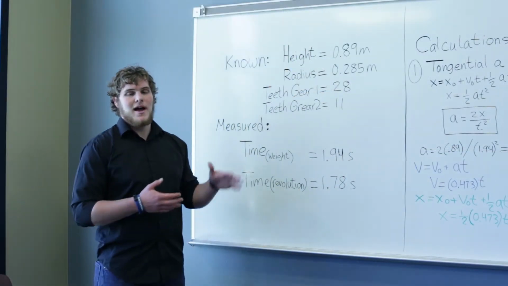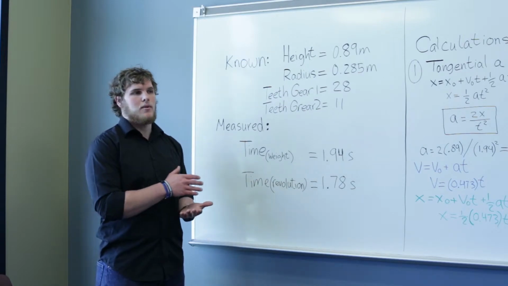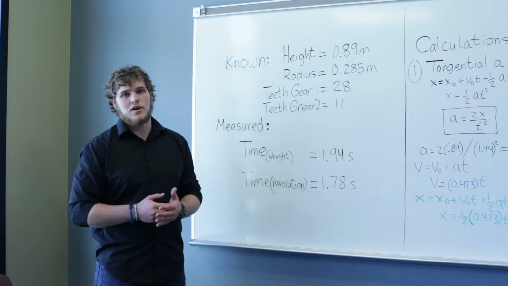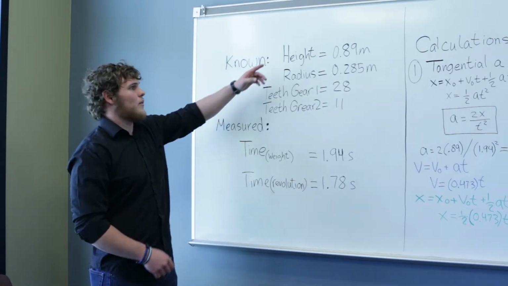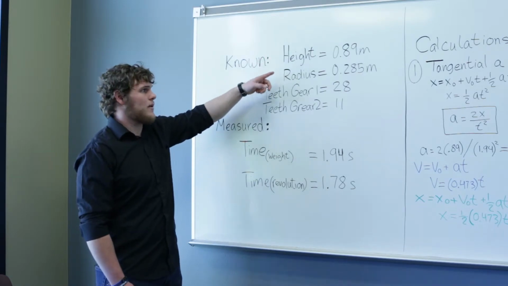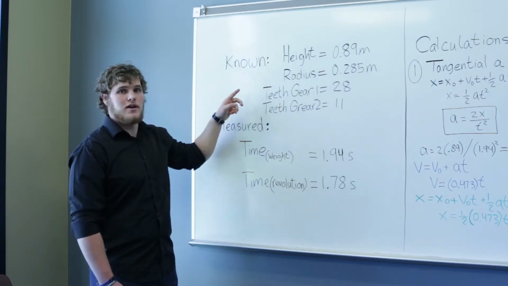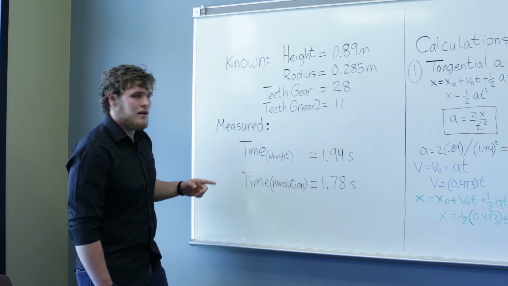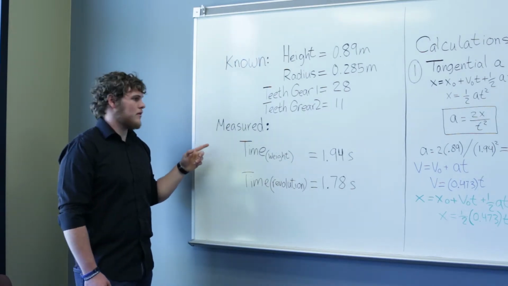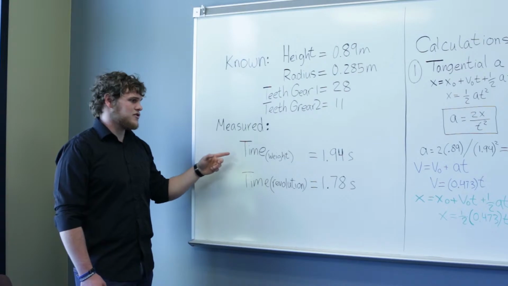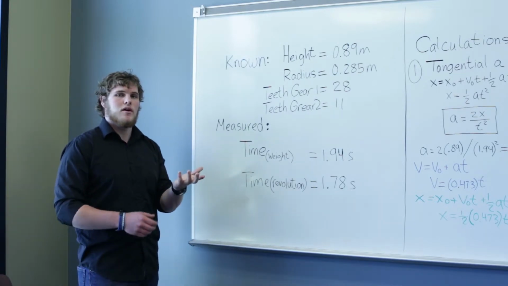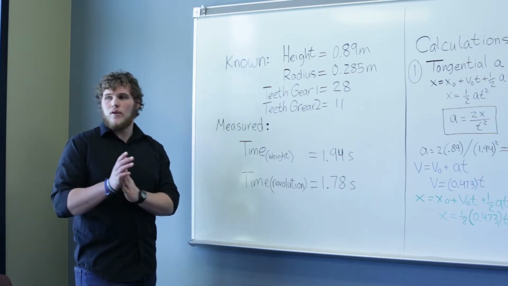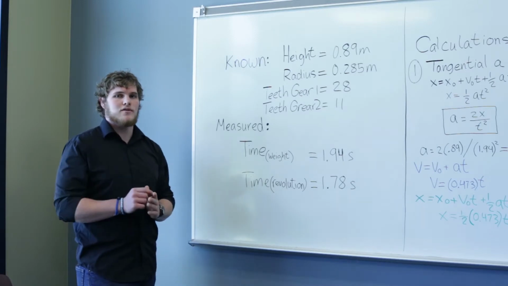Now I'm going to run you through some actual calculations and show you the process by which we calculate the two different angular accelerations. First, let's start with the things that we know for sure. We know the height that the weight falls from, we know the radius of each wheel, and we know the number of teeth on the first gear and the number of teeth on the second gear. Now we can look at the two values that we measure. The first one is the time that it takes for the weight to fall from rest over the known height. The second time is the time it takes for the back wheel to make one full revolution after having started at rest.